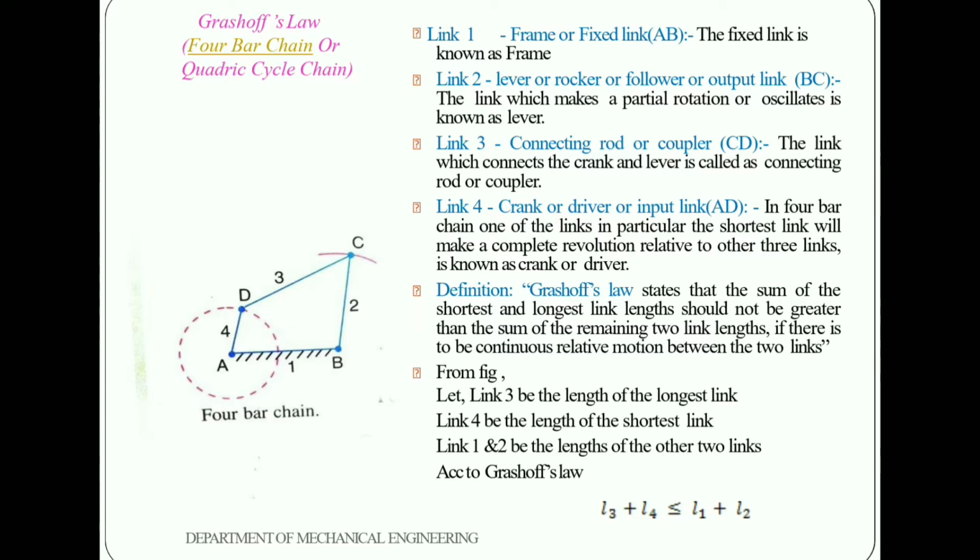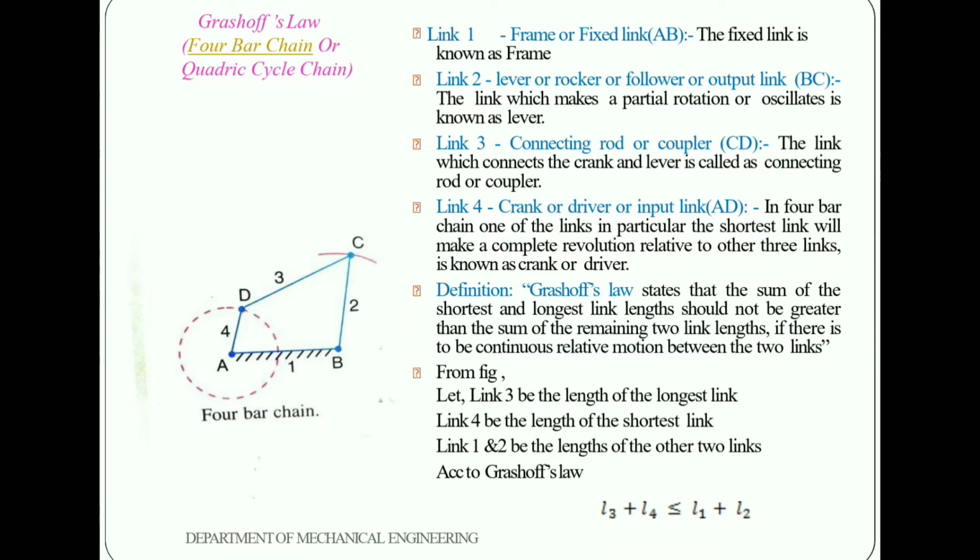The next one is the coupler or connecting rod. The link opposite to the fixed link is known as a coupler or connecting rod. In other words, the coupler is a link which is not connected to the frame. Here we see the diagram. DC is called the connecting rod.